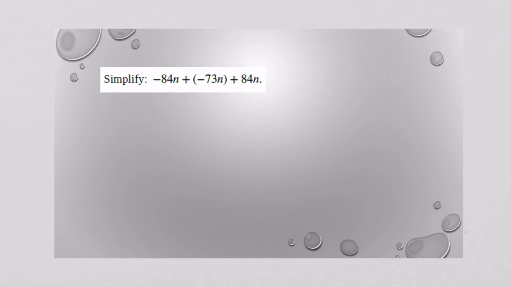Okay, so look at this problem here. Negative 84n plus negative 73n plus 84n. If I use the commutative property and move this over by the other 84, so negative 84n plus 84n plus a negative 73n, notice how these two create 0. Negative 84n plus 84n creates 0. So my answer is simply going to be negative 73n.